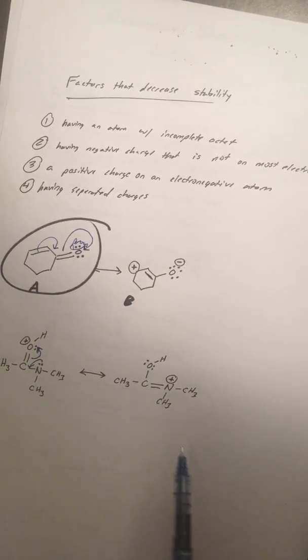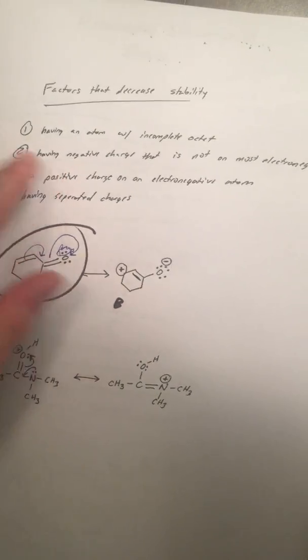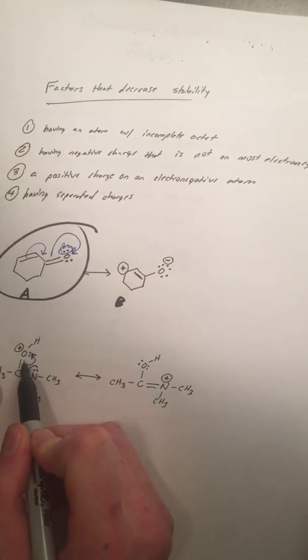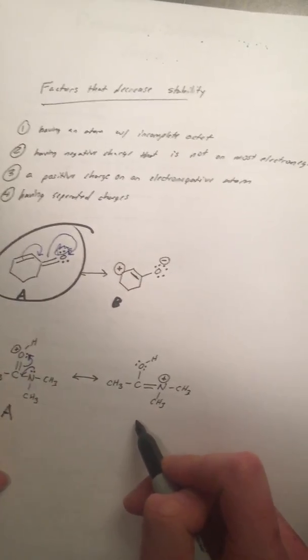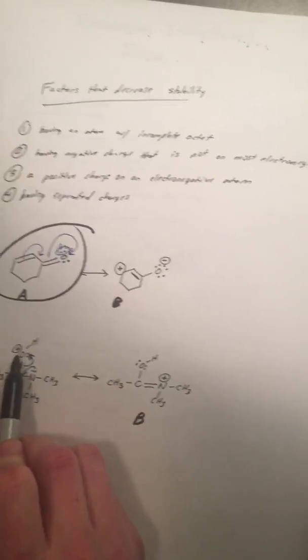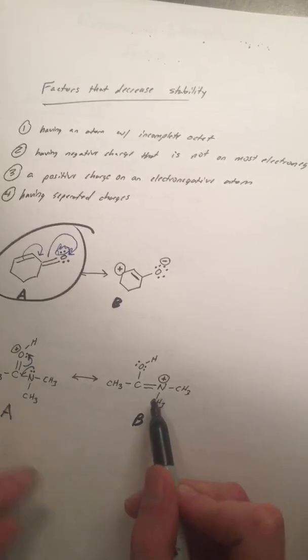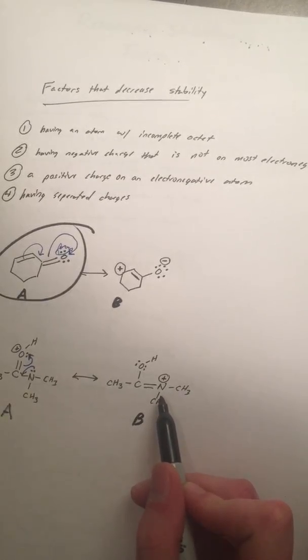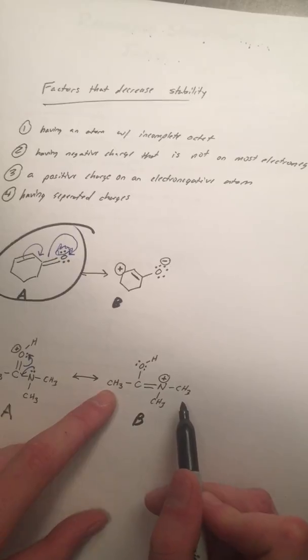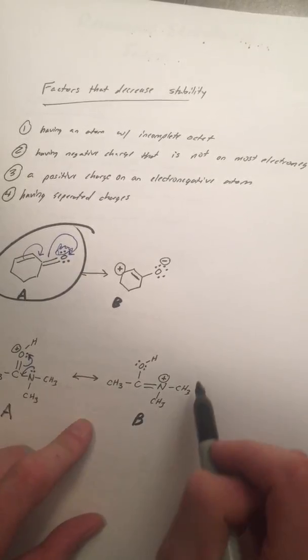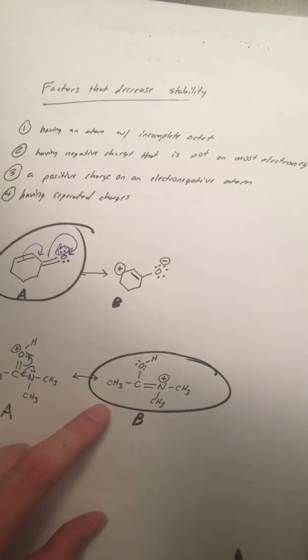So which one will be more likely to contribute to the hybrid? We can look at rule 2. The positive charge here in structure A and in B, in A, it's going to be on the oxygen, and in B, it's going to be on the nitrogen. Nitrogen is a less electronegative atom than oxygen, therefore it's better at accommodating a positive charge. So that means that B is going to contribute more to your hybrid.